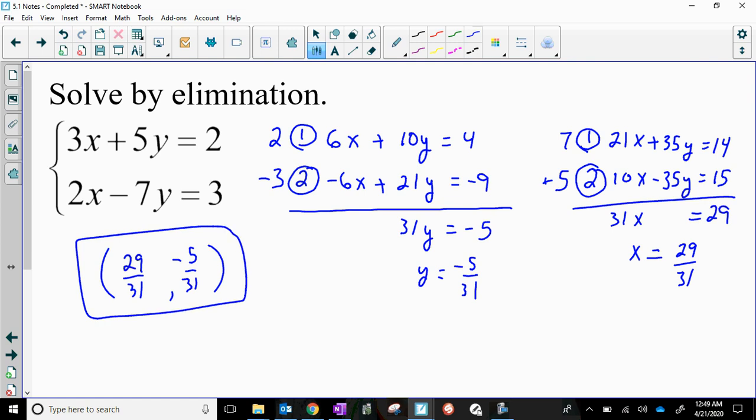So that's just a quick review of the three methods we already know how to solve systems of equations. We did it last unit. We're doing it again.